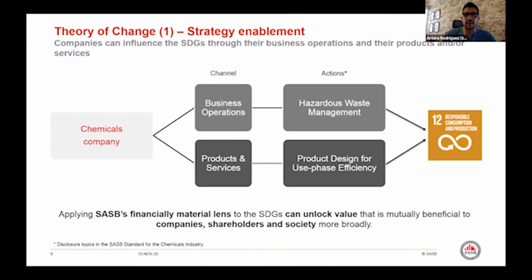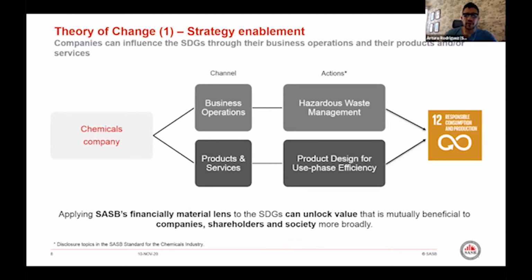And you can see that expressed in that illustration there in that slide, where you can think of a chemicals company and think of two SASB topics in the chemical industry standard. Hazardous waste management, which of course relates to business operation, as well as product design for use phase efficiency, which relates to products and services. And you can easily see the connection between those two topics to SDG number 12, which focuses on responsible consumption as well as production. The idea here is that applying the SASB financial materiality lens to the SDGs can unlock value that is mutually beneficial to companies, shareholders, and society at large.